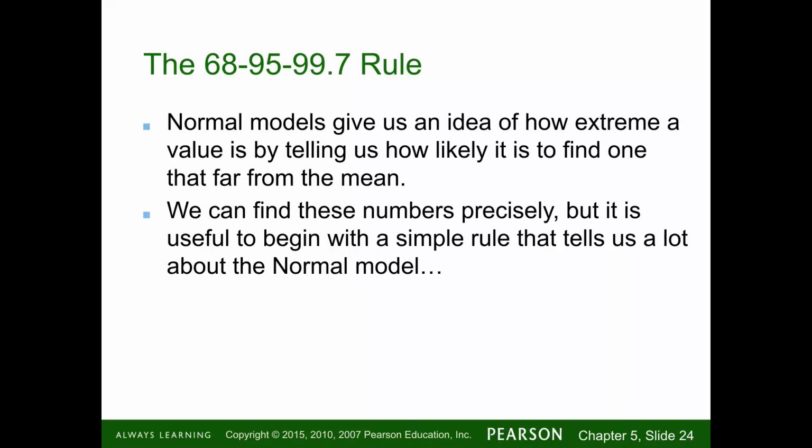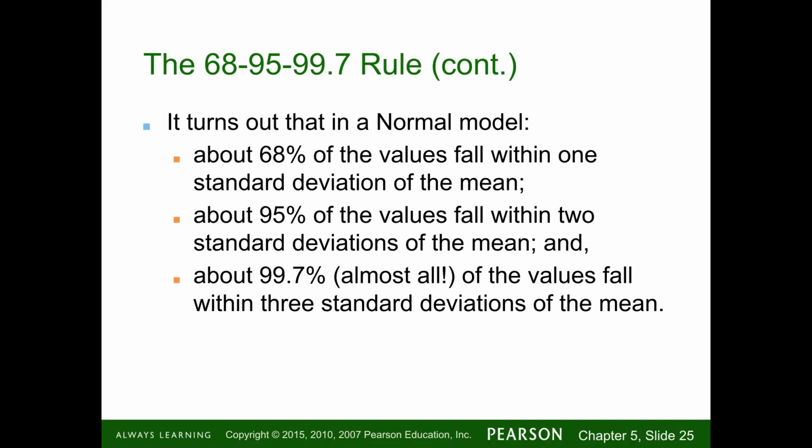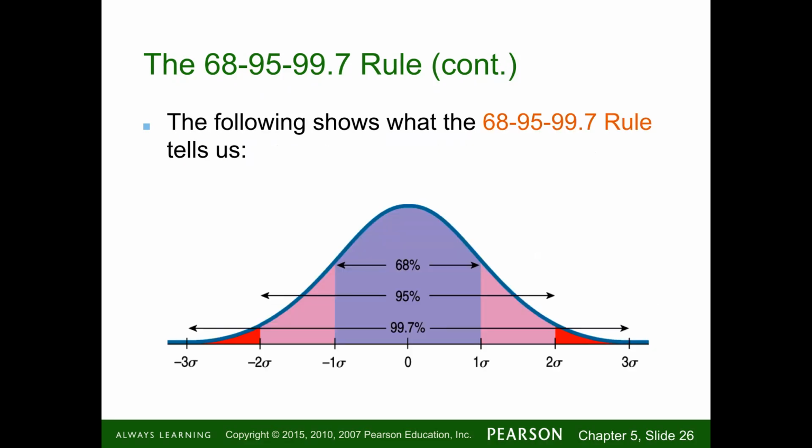Here's the rule on standard deviations. The normal model gives you an idea of the extreme value that we're focusing on. You can find these numbers precisely, but it's useful to begin with the simple rule that tells us a lot about the normal model. In a normal model, about 68% of the values will fall within plus and minus 1 standard deviation. About 95% of the values will fall within 2 standard deviations, and as I said earlier, 99.7% of all values will fall within 3 standard deviations. And so this is the rule here.